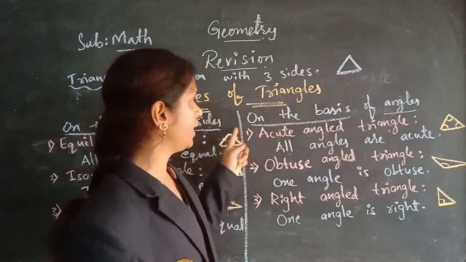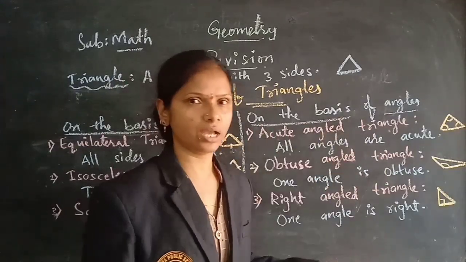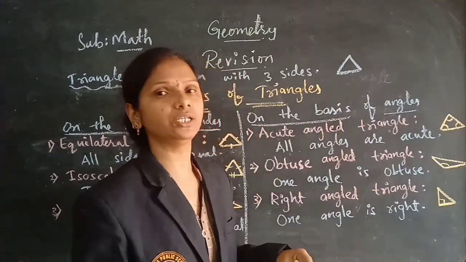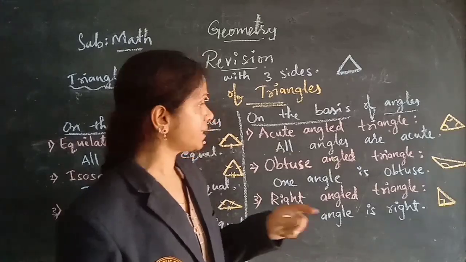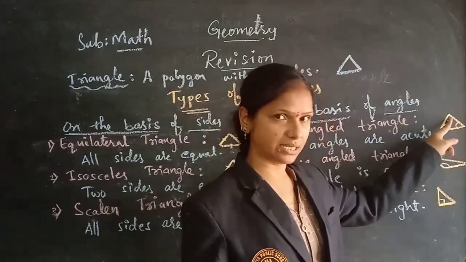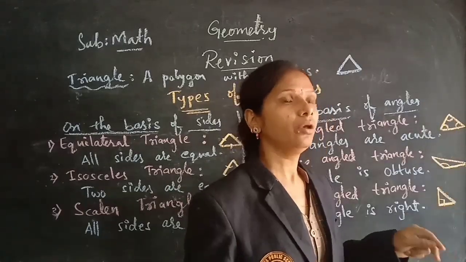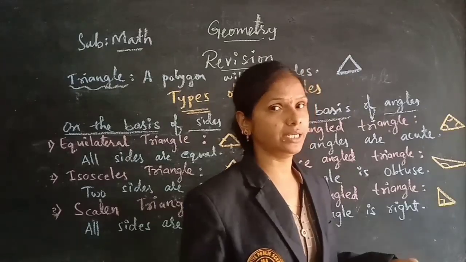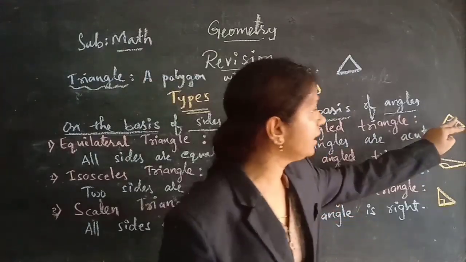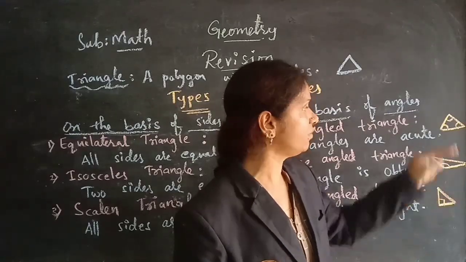Now, types of triangles on the basis of angles, children. Acute angle triangle is nothing but all angles less than 90 degrees. And one more point here: whatever angles you are taking which are less than 90 degrees, if you add the three angles it should be 180 degrees, children. It is a condition for a triangle. The sum of the three angles should be 180 degrees.